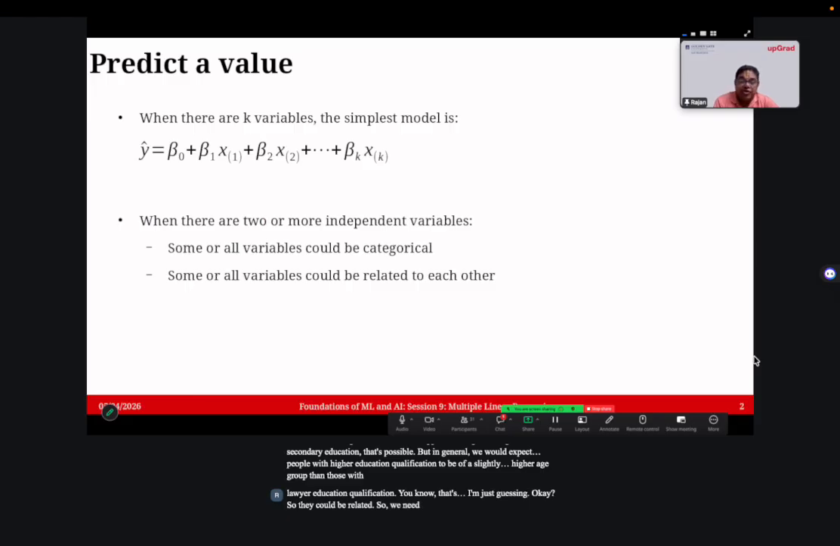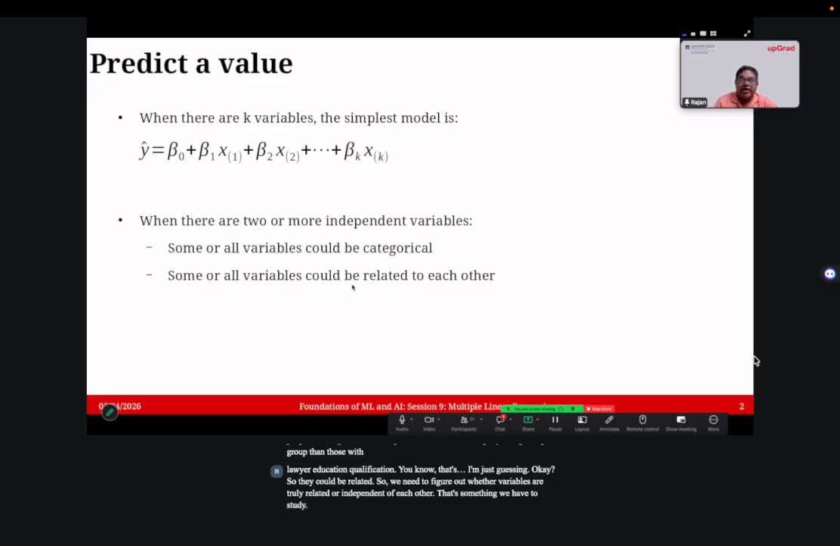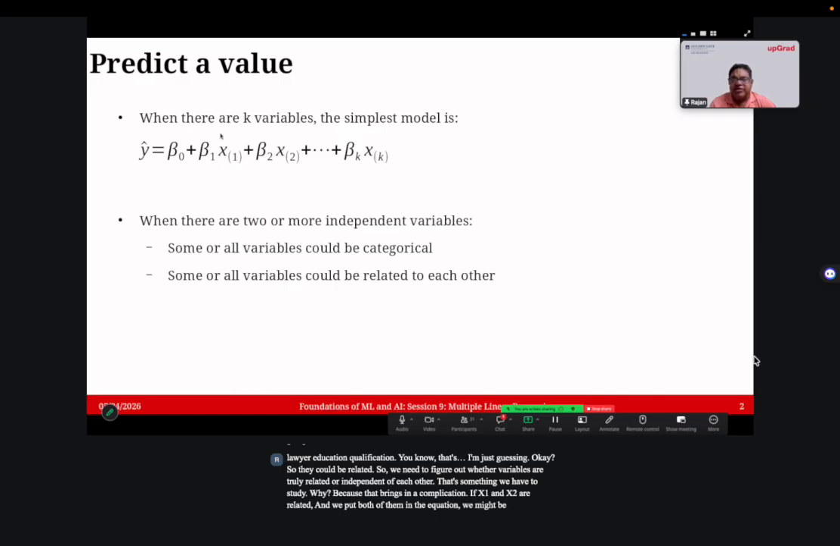So we need to figure out whether variables are truly related or independent of each other. That's something we have to study. Why? Because that brings in a complication. If x1 and x2 are related, and we put both of them in the equation, we might be counting the effect of x1 and x2 more than once, right? That's a possibility. Therefore, we need to take care of that issue.